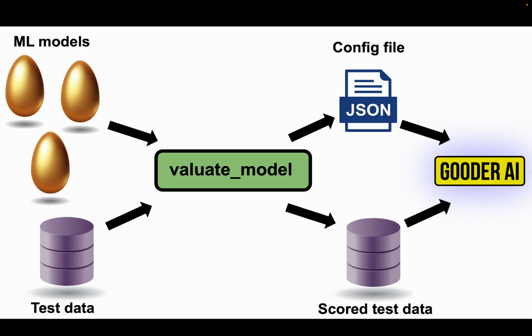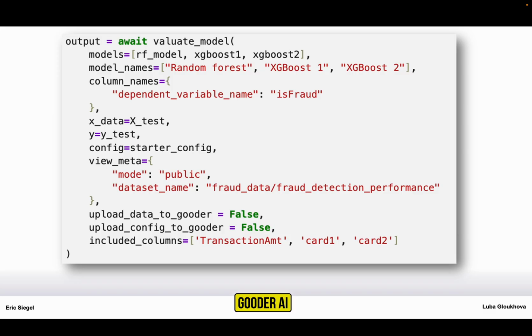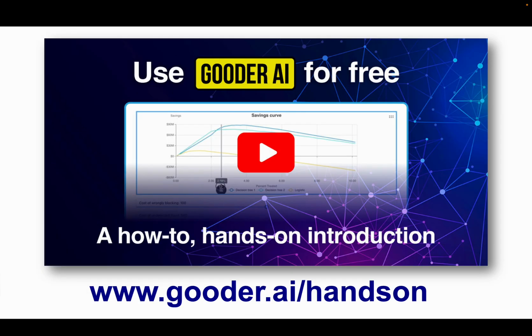And then those go into Gooder. Valuate model will even open Gooder for you. So it works in Jupyter Notebooks. It works slightly differently from Databricks, all the information there. And this is, by the way, an example of what it looks like to actually call the valuate model function. You can see here we've given it a list of models in the second line here. We've given it the models. Later down here, we'd give it the test data. But this kind of setup is available in some example notebooks that are available at gooder.ai/hands-on.